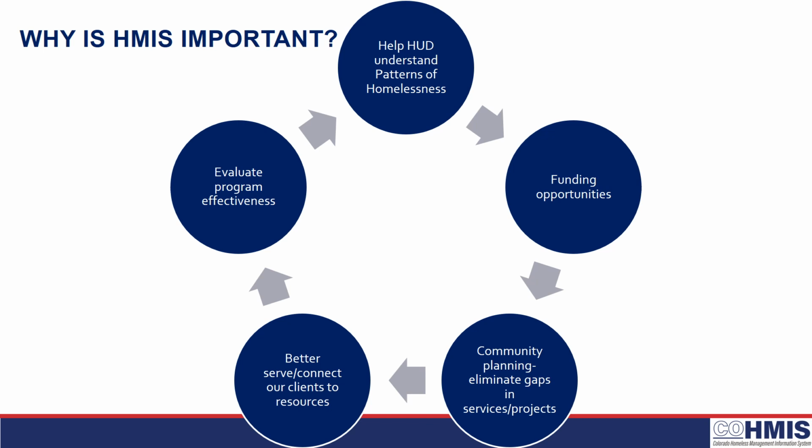HUD wants to understand patterns of homelessness. This allows them to identify the best funding opportunities for a particular COC. That funding gets used to plan programs that will fill the demonstrated needs in the community, allowing us to serve our clients in an efficient way. Once we evaluate the results of our repertoire of programs, we submit that information to HUD to fine-tune the cycle and adapt to changing needs. So how does HUD get this information? The answer is reports, lots of them.